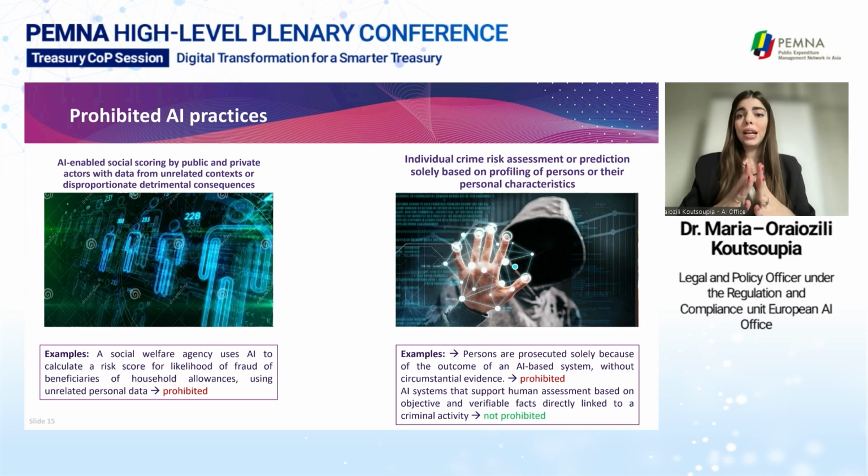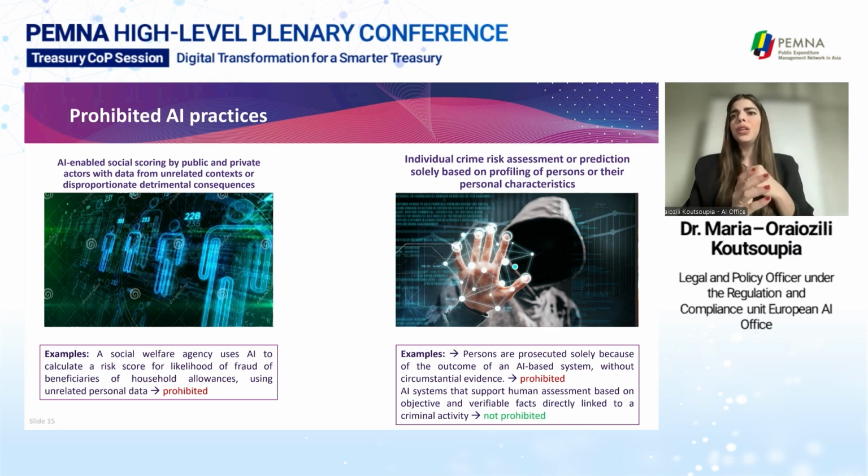Thank you. Another important prohibited practice in Europe is the social scoring, the AI-enabled social scoring by public and private actors. So there shouldn't be data from unrelated context or disproportionate detrimental consequences. That means that, let's say you have a social welfare agency, they use AI to calculate the risk score for likelihood of fraud. This is also a court case in Europe.